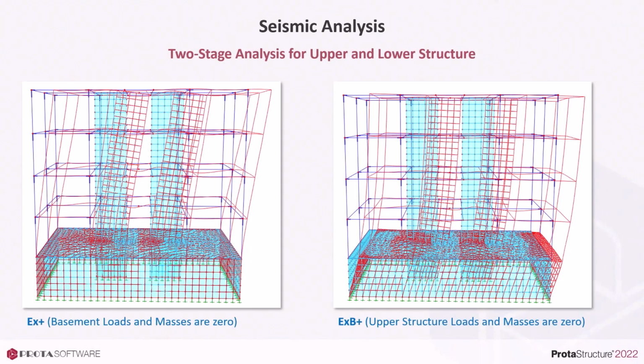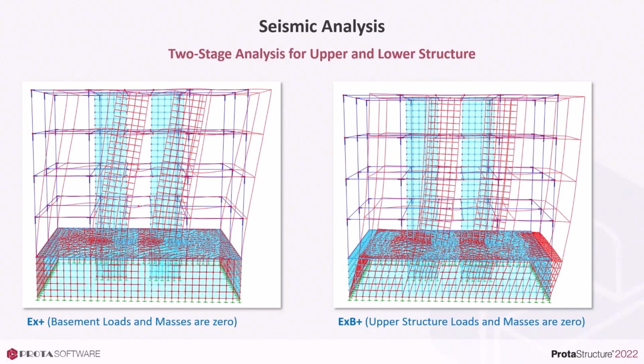Since the stiffness properties of the basement stories are different than the superstructure, the seismic codes require a two-stage analysis of such structures, where basements and superstructure are analyzed separately and results are combined. ProtaStructure can utilize different mass and stiffness matrices to perform a two-stage analysis. In the first analysis, basement masses and seismic loads are eliminated. Only the mass of the superstructure is used.